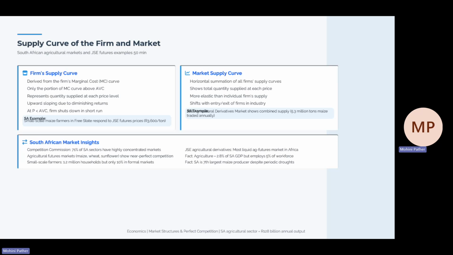So these small scale farms in the Free State, that's how they had to respond when the futures prices dropped to 3,600 per ton. Okay.